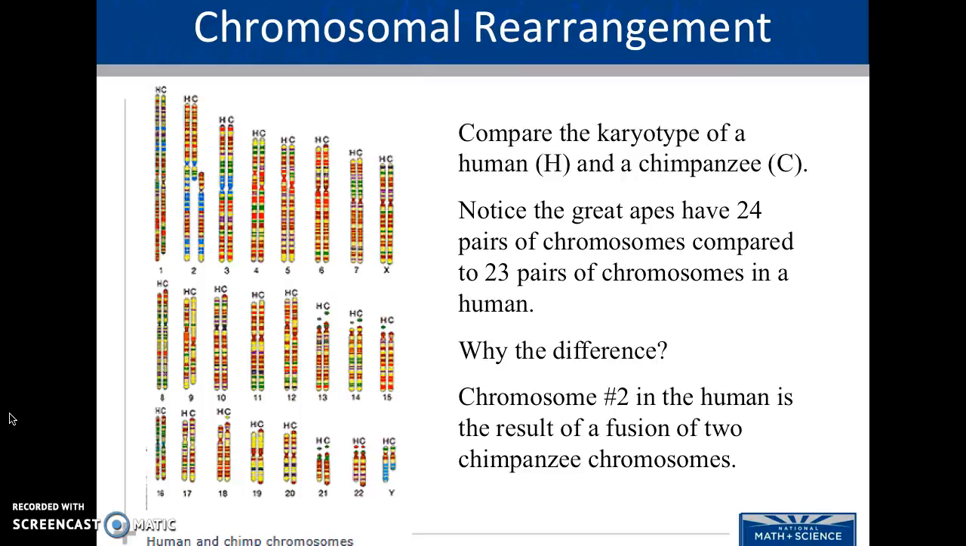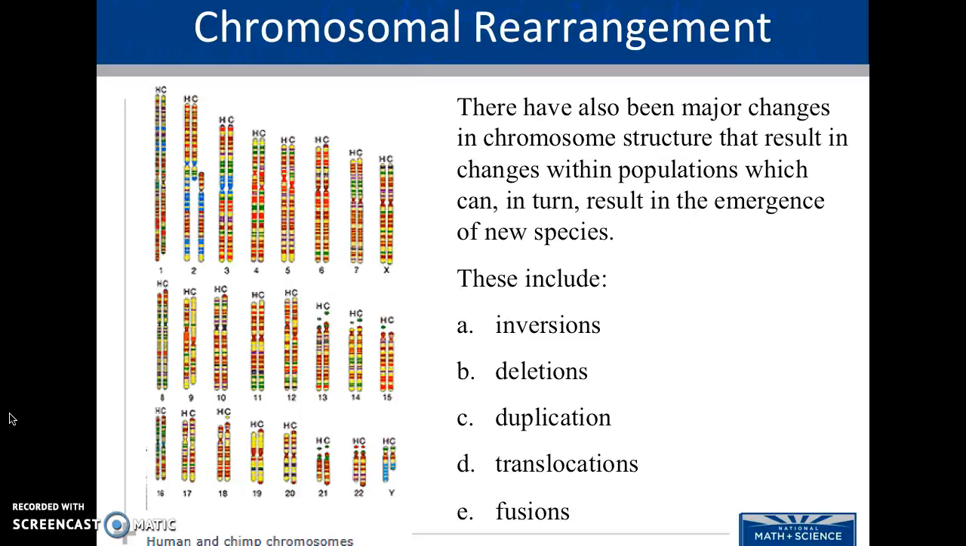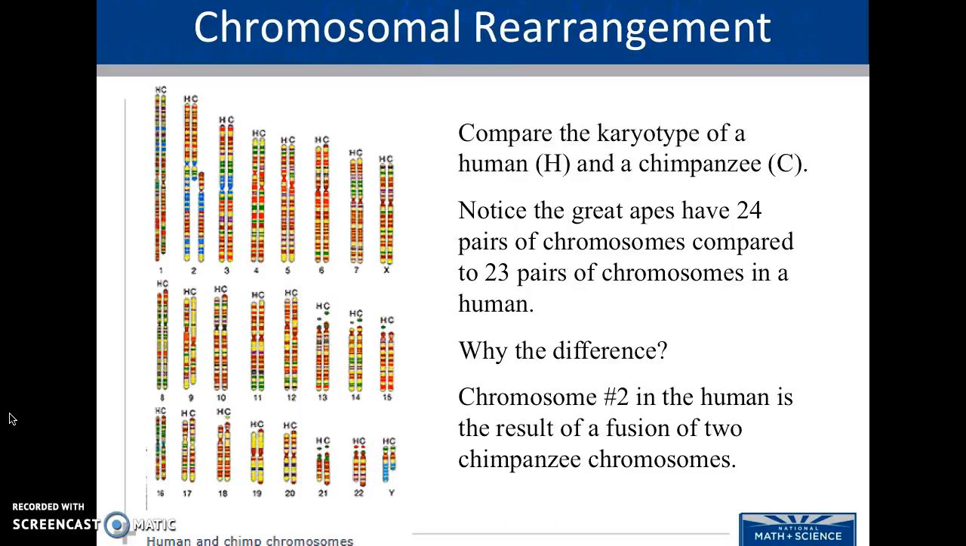So this is why we're talking about this. If you look at the karyotype, or the image of the genes of a human and a chimpanzee, we notice that the great apes have 24 pairs of chromosomes compared to the 23 that humans have. Why is it different? Chromosome number 2 in humans is the result of the fusion of 2 chromosomes. AKA, we had a fusion, letter E, of the chromosomal type that has allowed us to evolve far past the apes.